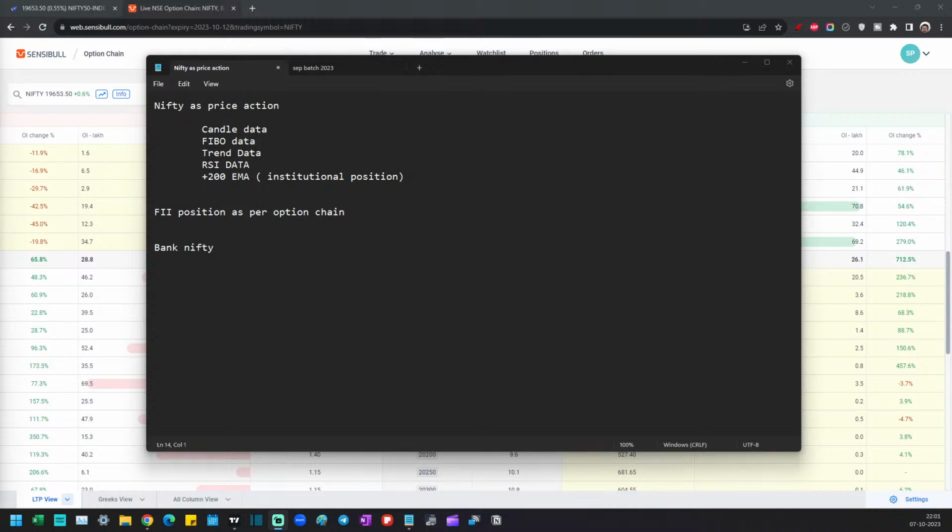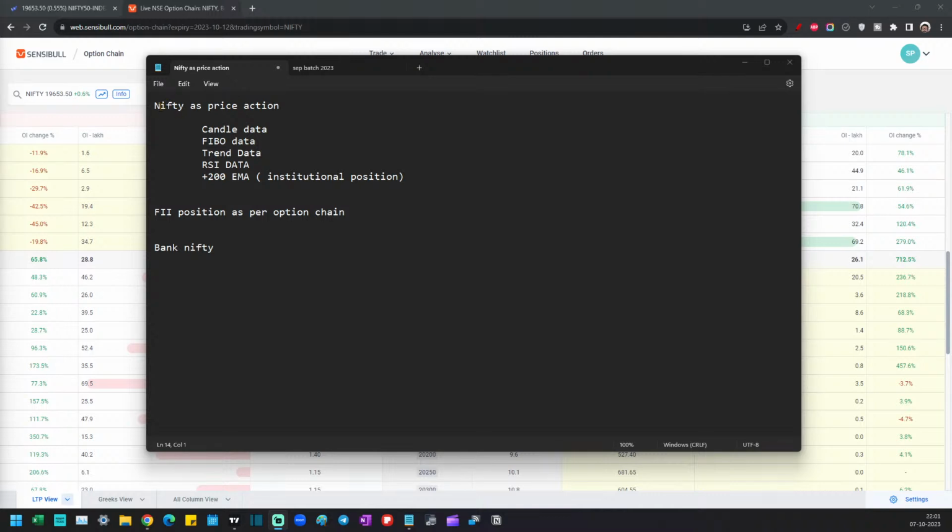So this will be a weekly analysis on both Nifty and Bank Nifty. I will be sharing a few key important data levels on Nifty and Bank Nifty as well. I will be revealing the institutional positions that are there, and we'll also be seeing one of our most favorites, what Nifty is speaking to us as per the price action data.